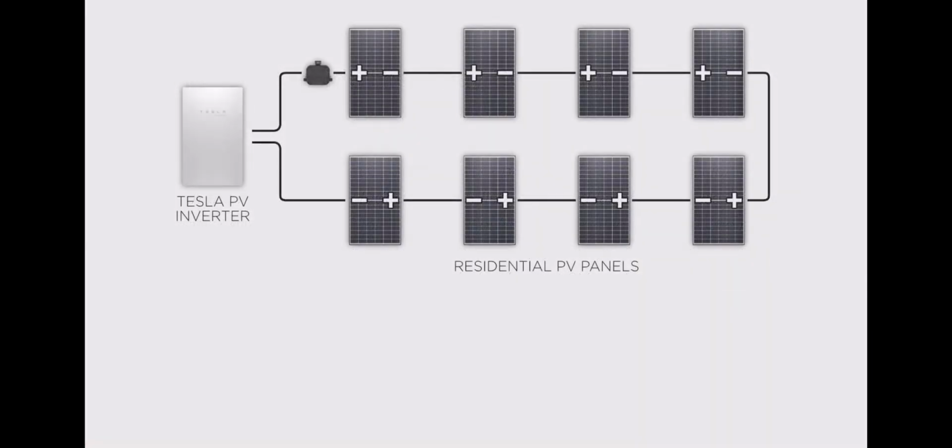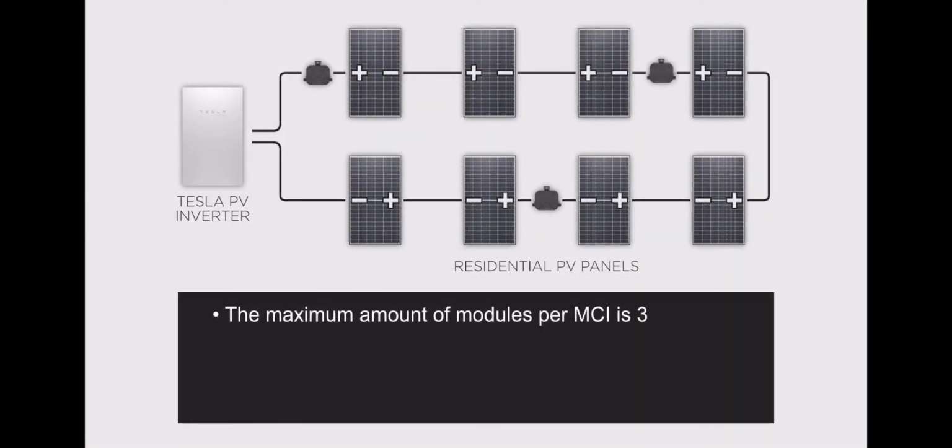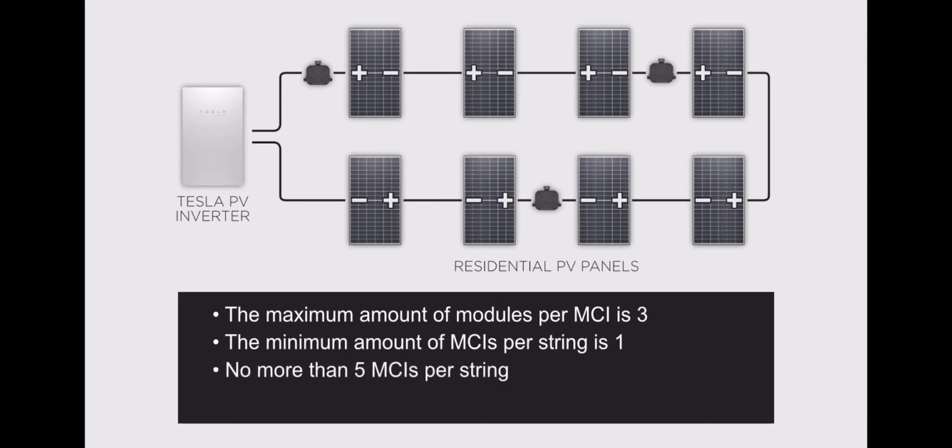For a listed rapid shutdown array, the maximum amount of modules per MCI is 3. That means that each MCI can be installed in line with up to 3 PV modules. Although less modules can be between MCIs depending on the array layout and needs. The minimum amount of MCIs per string is 1. Also ensure that no more than 5 MCIs are connected per PV string.